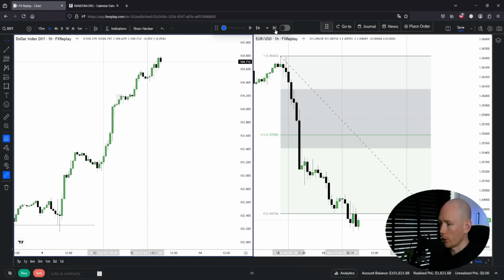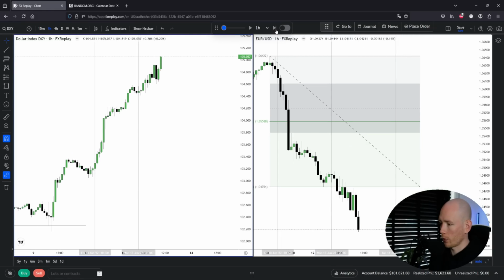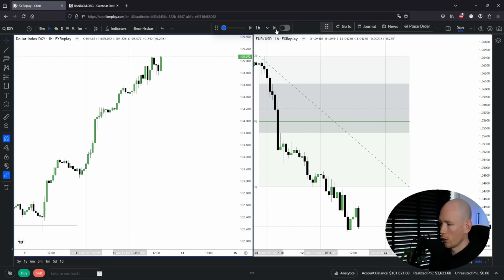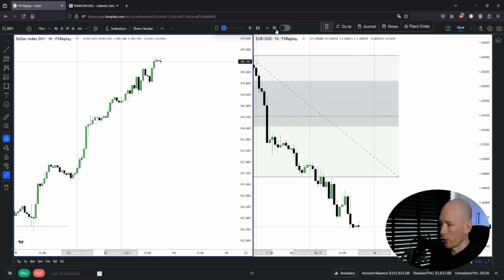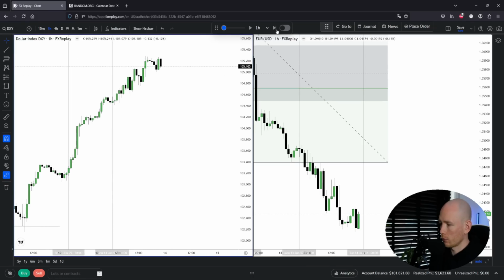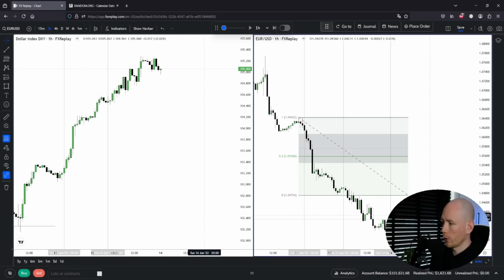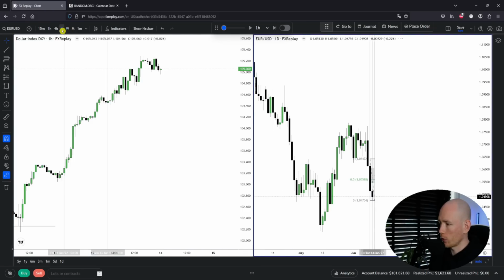It will not retrace. It will drop. It will continue dropping. And there's nothing to trade here. Right, next daily candle. Let's revisit the daily again, see what it looks like. This is heavy price action.